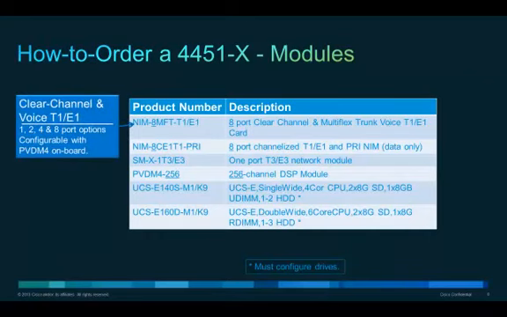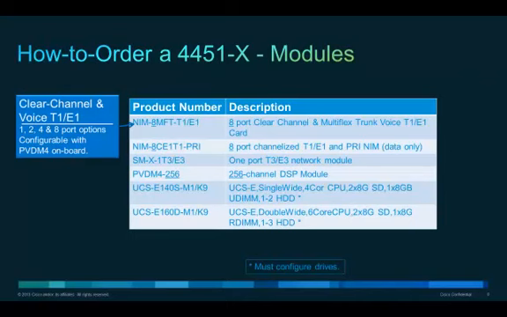Starting off, the first module we have here is really our clear channel and voice T1/E1 module. Of course, this module can be configured with a PVDM DSP module directly on the NIM itself. And you can buy this module in either 1, 2, 4, or 8 port options. The idea being if you're doing clear channel T1 aggregation for data, you'd probably be buying a higher capacity. If you're doing a low capacity voice trunk, you'd probably buy a 1 or 2 port. So you've got flexibility there in terms of the size of the module itself.